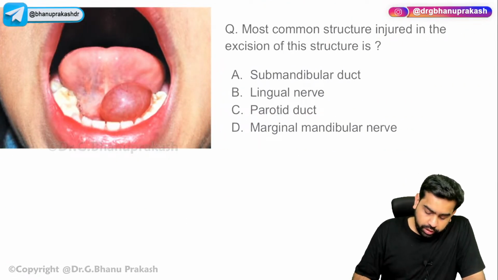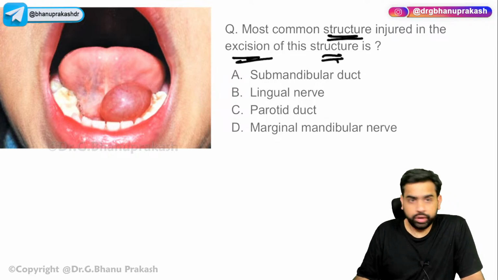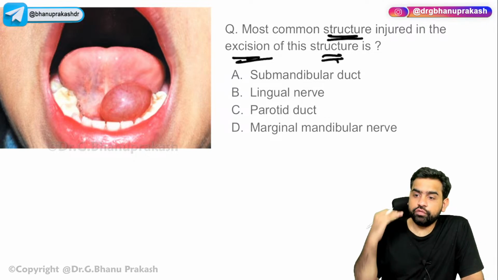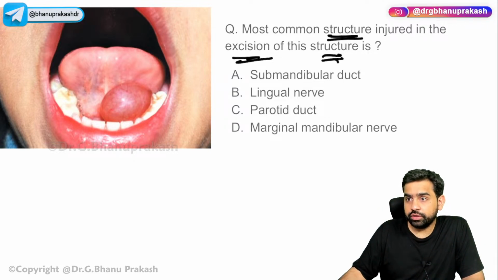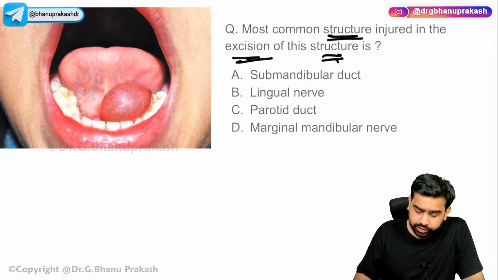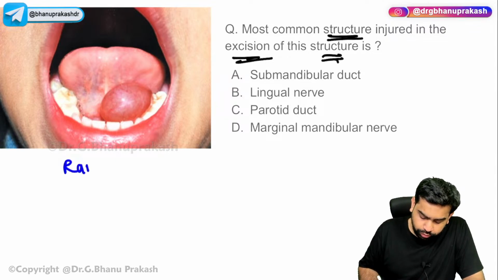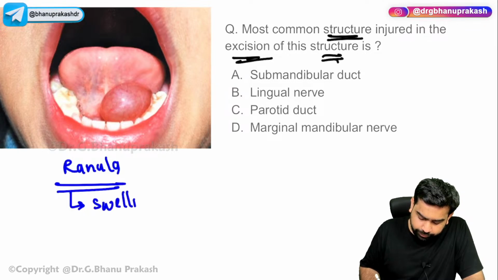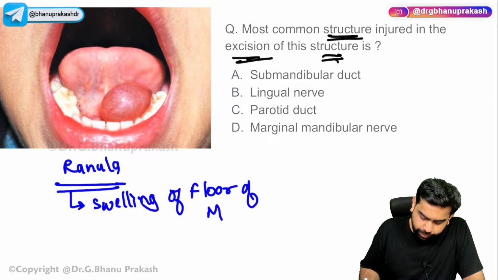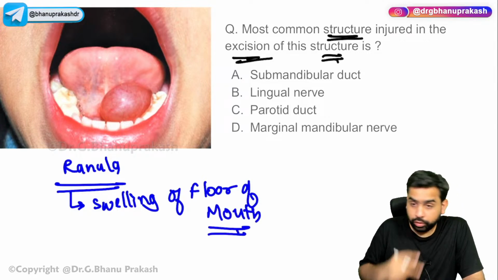Okay, now the most common structure injured during the excision of this particular lesion. First of all, what is the diagnosis of this patient? There is a swelling of the floor of the mouth. What is the diagnosis of this particular patient, guys? The diagnosis is ranula. So what is this ranula? Ranula is basically the swelling of the floor of the mouth. Okay, understood?